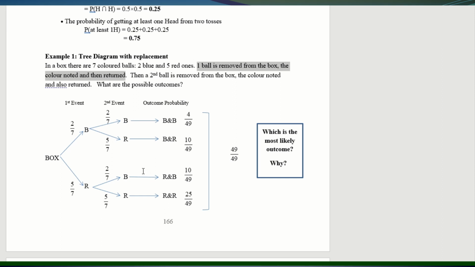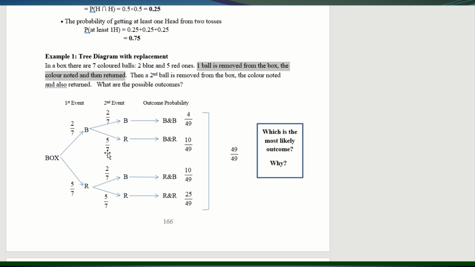So you must read the question. The question is very clear actually. They already tell you whether they return it back or not, with replacement or not. So for the first one, what's the probability of getting a blue ball? 2 over 7, 2 out of 7. What's the probability of getting a red ball? 5 out of 7. Then you branch out again.